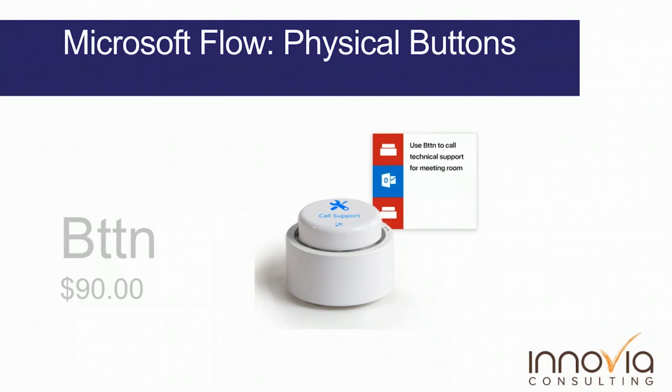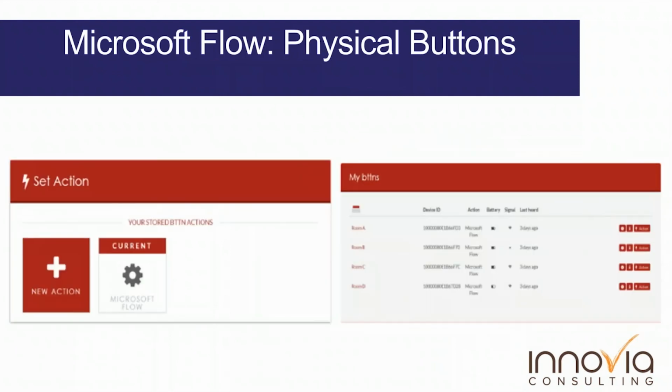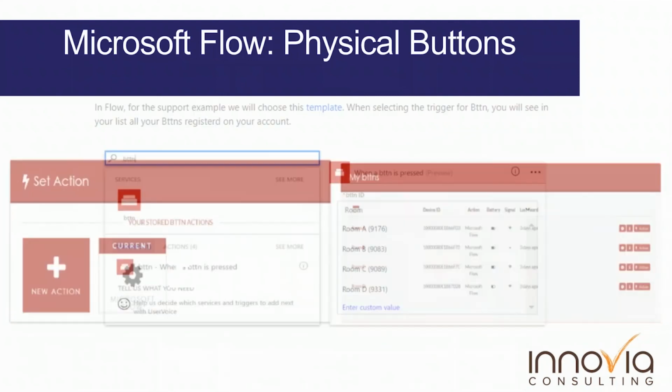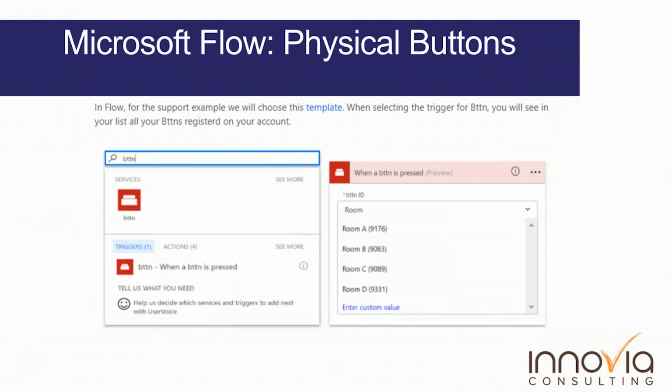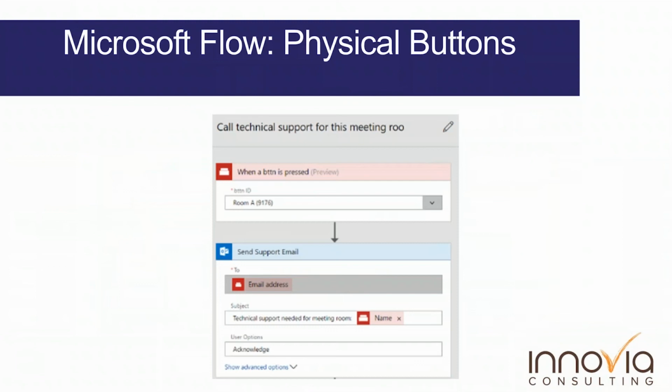In the example I have on a screen here, maybe we want to have buttons inside of our conference rooms to automatically request technical support from our IT staff. So again, using the flow. On the left, set the action. On the right, what's the action I want you to take? And so we can begin to automate those calls for support and get things moving a little bit more quickly.